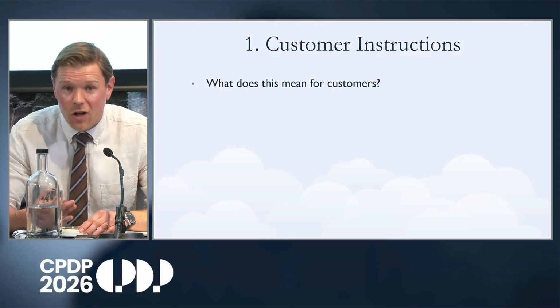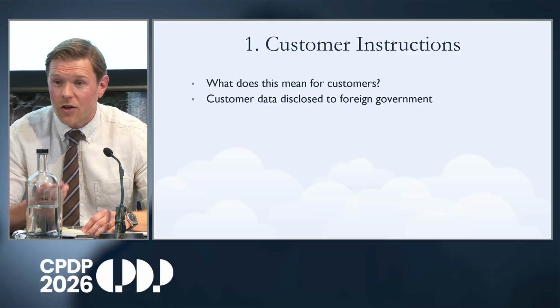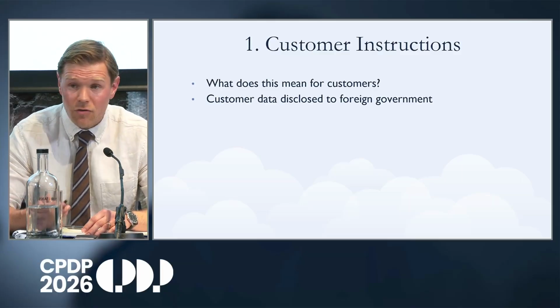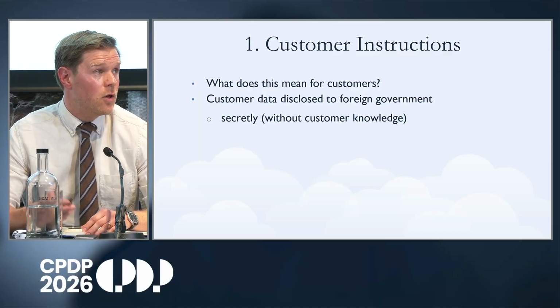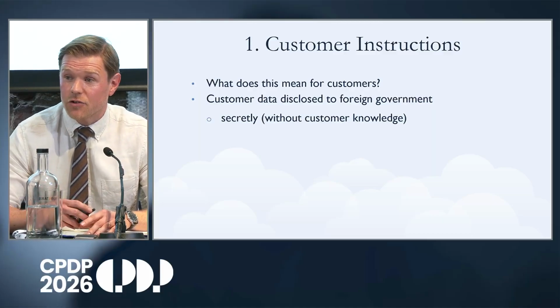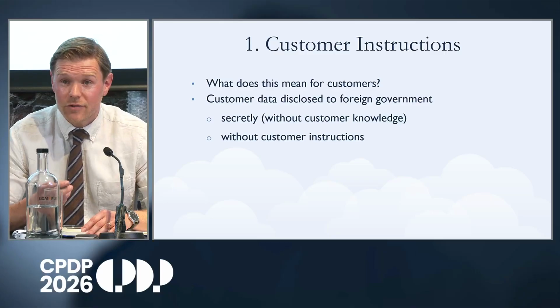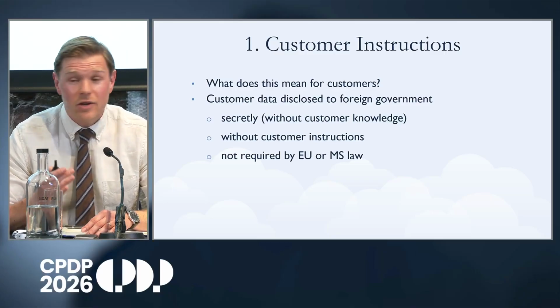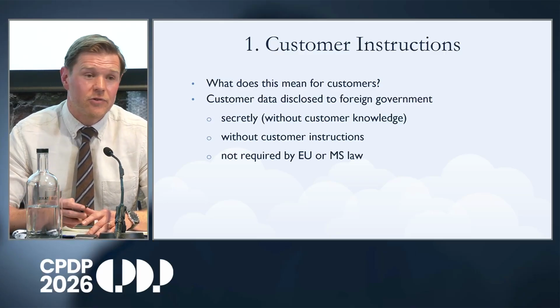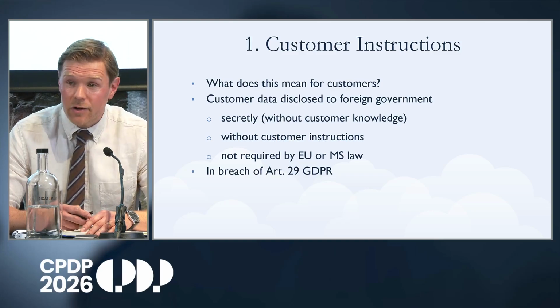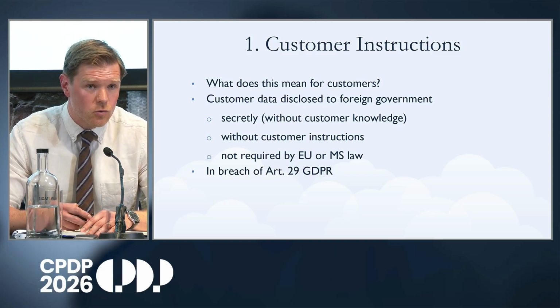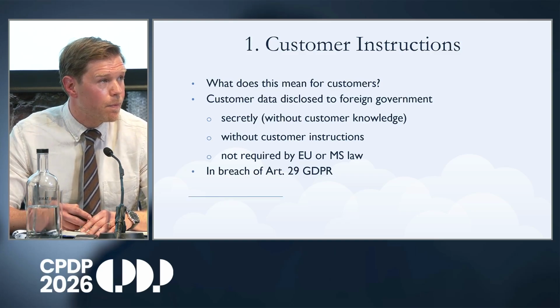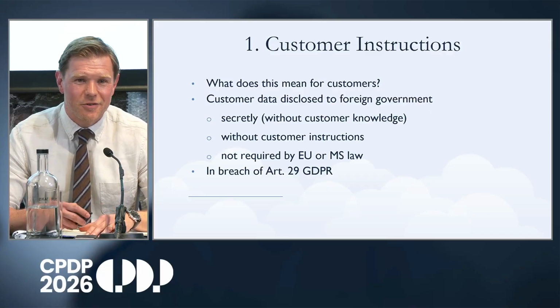So what does all this mean for customers? Well, it means that customer data can be disclosed to foreign governments under foreign law secretly, that is without the customer's knowledge, without customer instructions, and in a manner that is not required by EU or member state law, which would appear to be a breach of Article 29. So that's what I wanted to say on customer instructions.